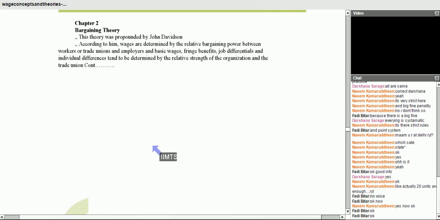As per this theory, the trade union is a very important thing. Trade union is the major role player in determining the wages. It depends upon the bargaining power of this trade union. If they are able to do well, then good bargains can be availed, and if they are not doing that, then the bargains may not be very favorable.